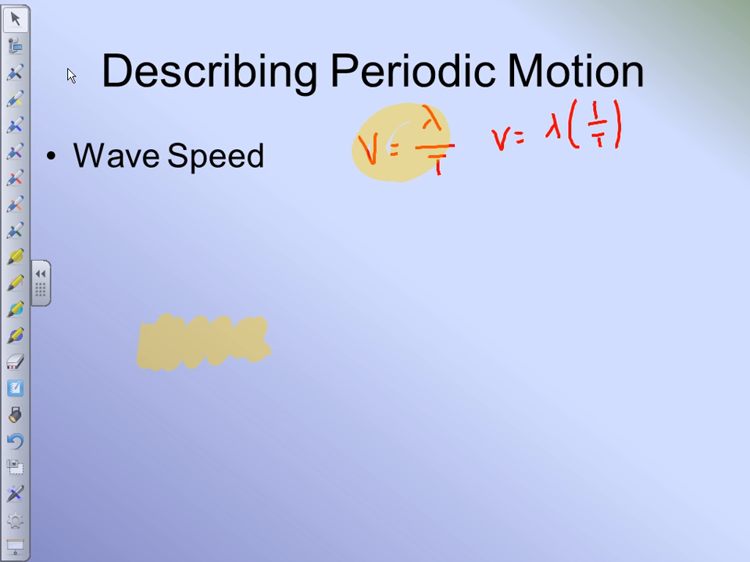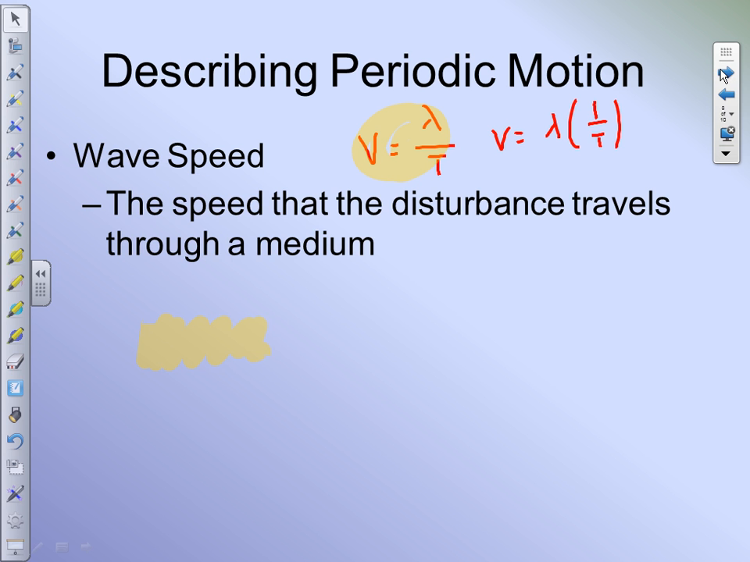Next, let's go to speed. Like its name suggests, wave speed is the speed that a disturbance travels through the medium. Now, when we talk about the speed of anything, not just a wave, we need to know two things. What are the two things we need to figure out speed? Time and distance, right? How far does something go? How long does it take to go that far?